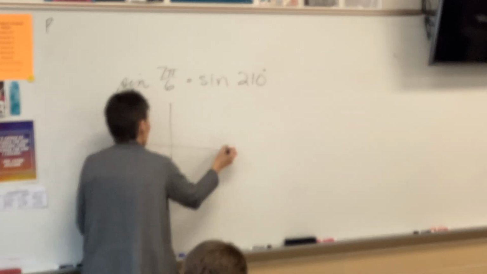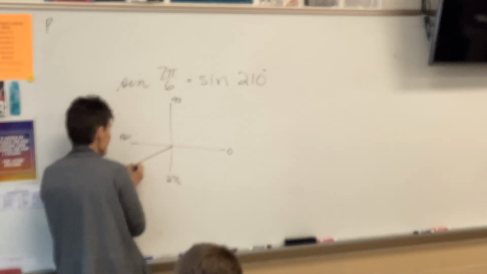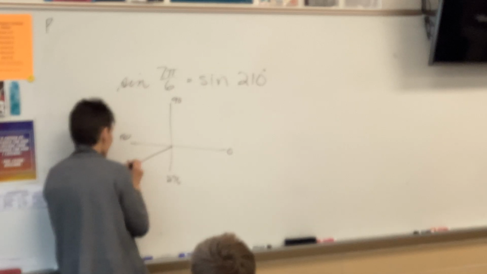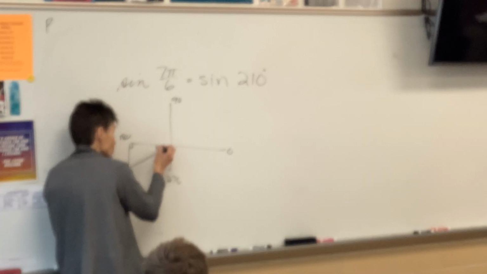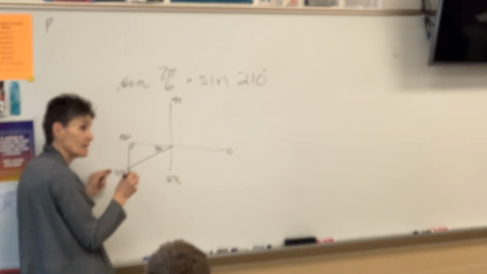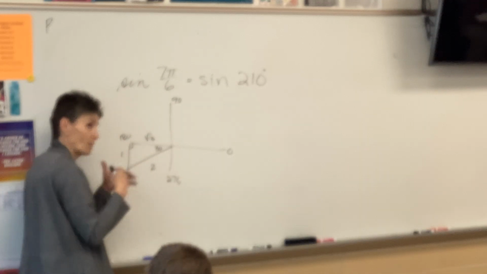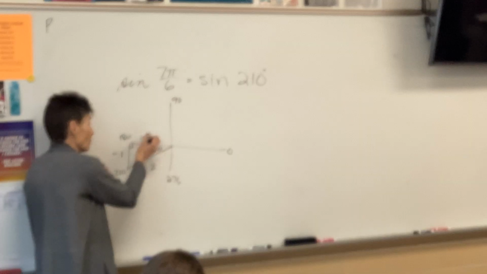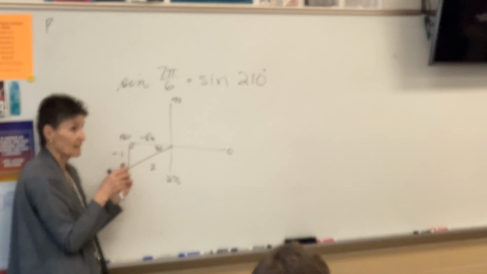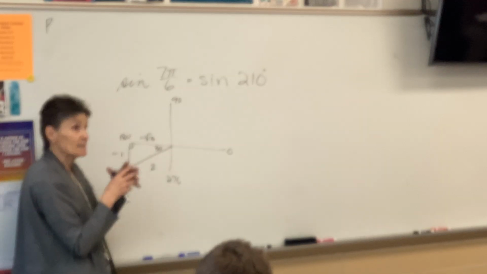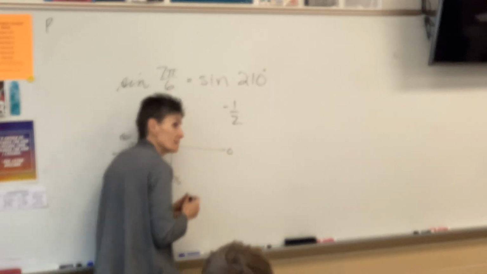And so I'll figure out where that is on my setup here. Won't 210 be right here? So I make my triangle. Then this angle is 30 because it's from 180 to 210. So this is 1 and these are root 3 and 2, those are my numbers. And these are both negative because I am in quadrant 3, so left and down. And then I'm doing sine, which is opposite over hypotenuse. Negative 1/2 should be the answer. Is that what you have?